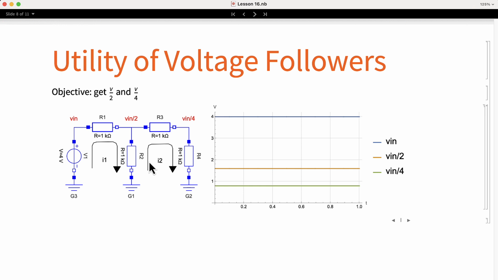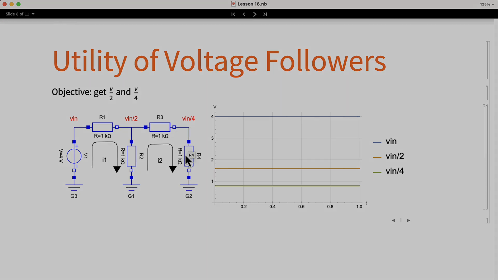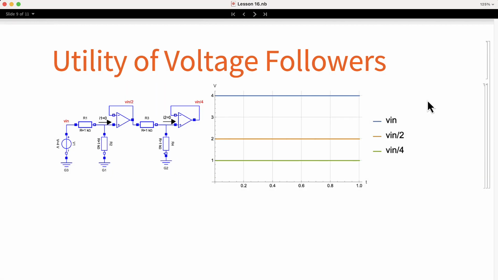In order to fix this circuit, we need to avoid any current flowing from one voltage divider to the other. One possible solution is to use voltage followers. As we mentioned before, the input current into the op-amp is so low that it can be ignored. We can use it to create a copy of the voltage without affecting the rest of the circuit.